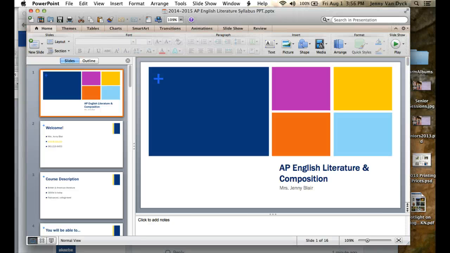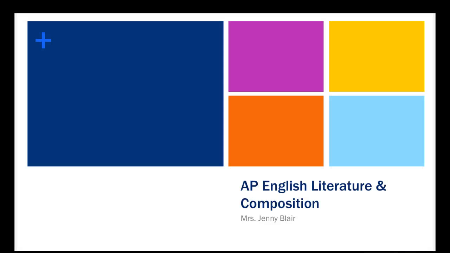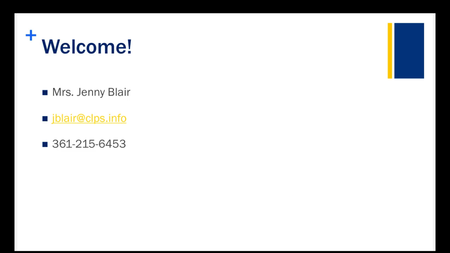Hi class, this is AP English Literature and Composition, and I'm going to give you an overview of the course syllabus. My name is Mrs. Jenny Blair, and here is my contact information. My email address is jblair@clps.info, and here is my cell phone number. Please go ahead and put this in your phone right now so that you have it ready to go.